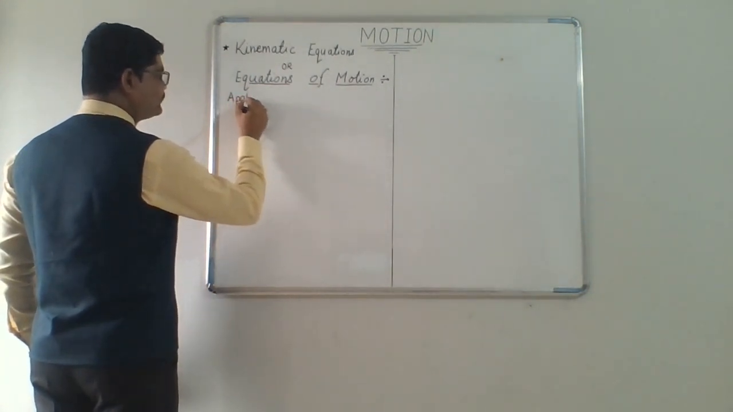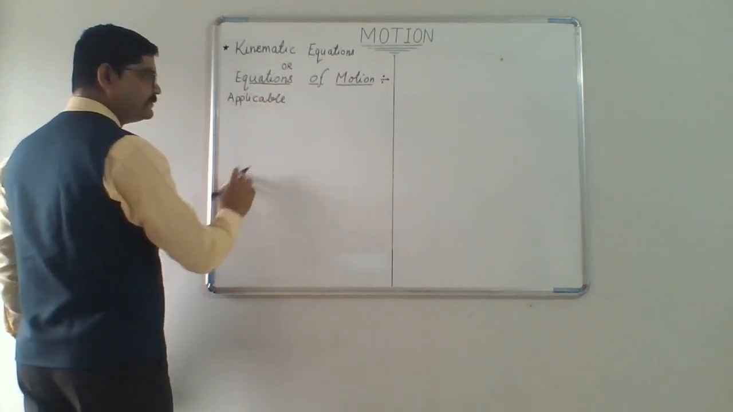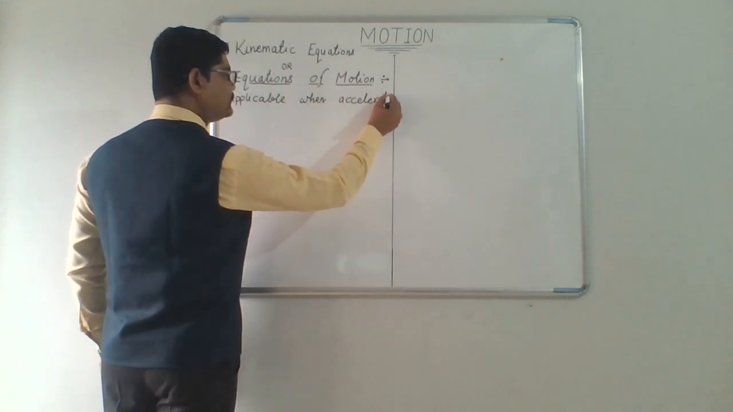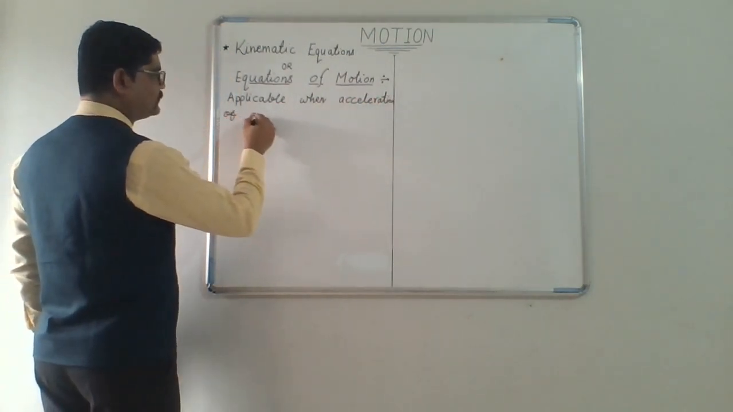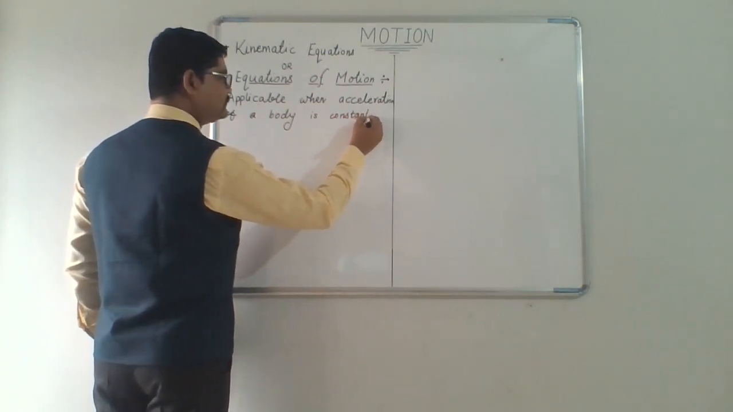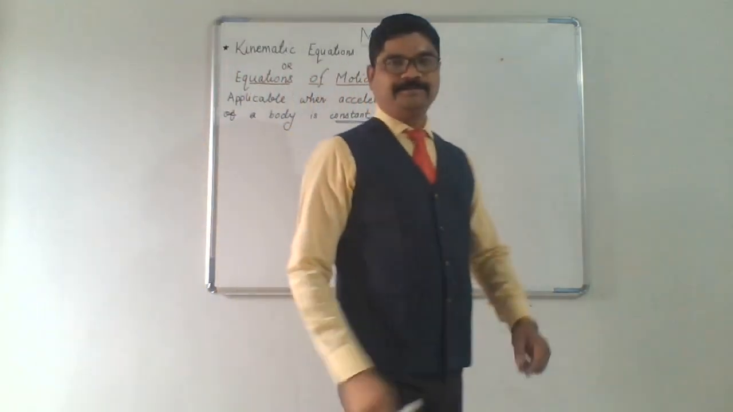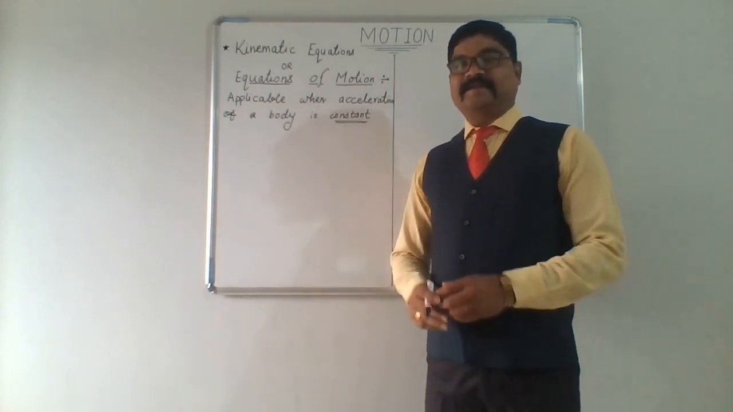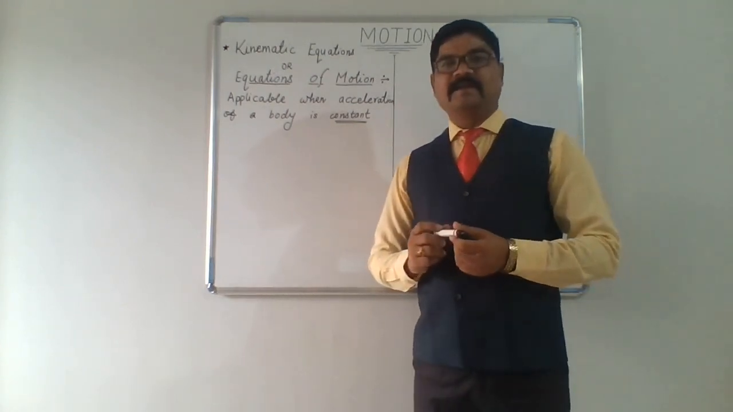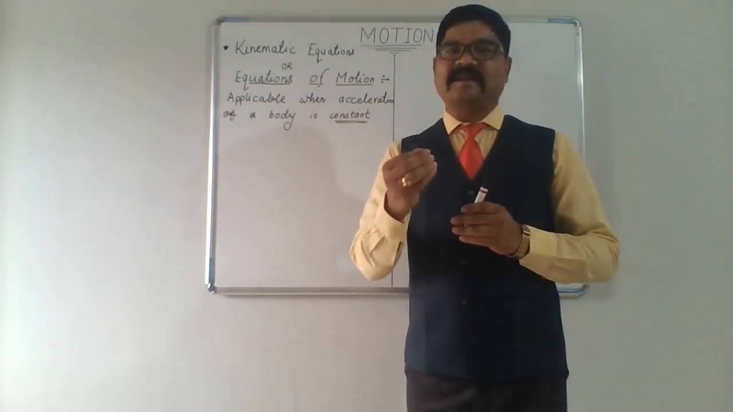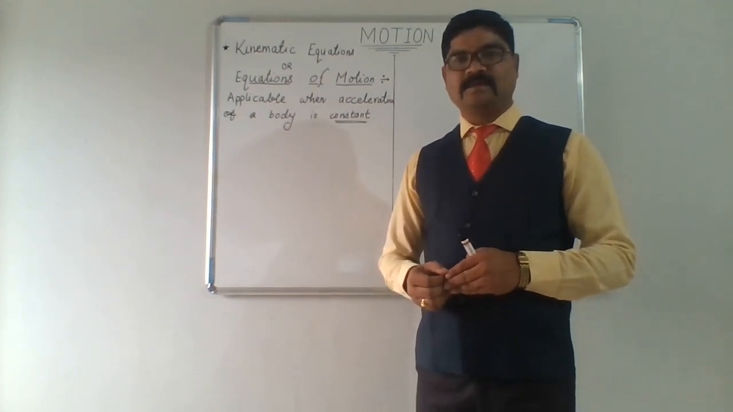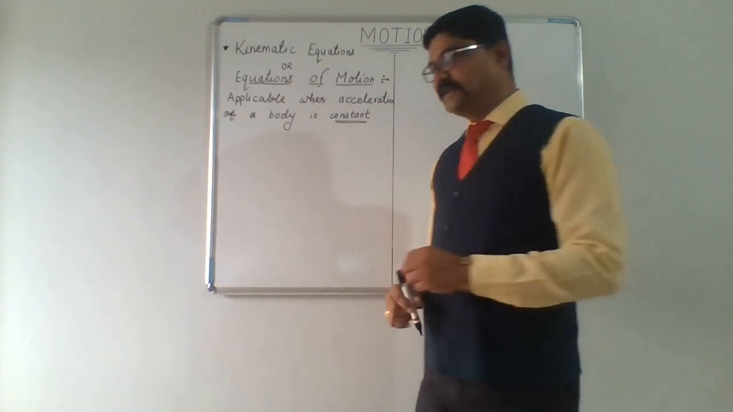Equations of motion are applicable when the acceleration of a body is constant, or uniform. Now, it is not the case that when the acceleration is not constant or is changing, we cannot apply the equations of motion. But their preciseness slightly varies. The results may vary when the acceleration is non-uniform. So let us start with the equations of motion. There are three equations of motion.